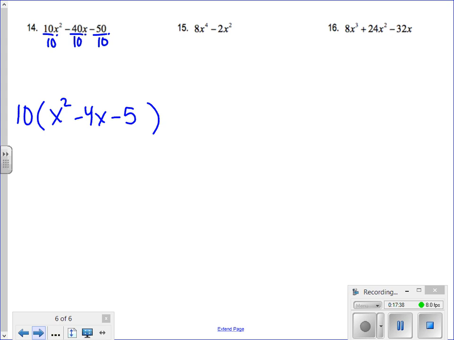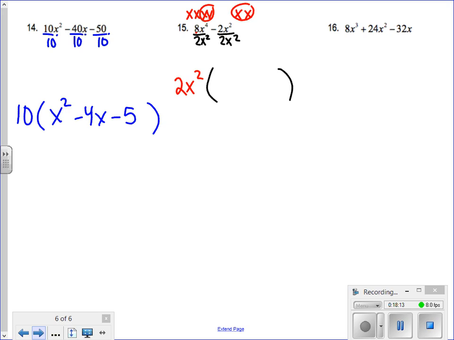All right, looking at 15, 8x to the 4th minus 2x squared. Well, the 8 and the 2 both have a 2 in common, so I'm going to have 2 as part of my GCF. Now, x to the 4th is 4 x's, and x squared has 2 x's. That means that these terms both have at least 2 x's in common, which is where I get the x squared as part of my GCF from. So now I can divide every term up above by 2x squared.